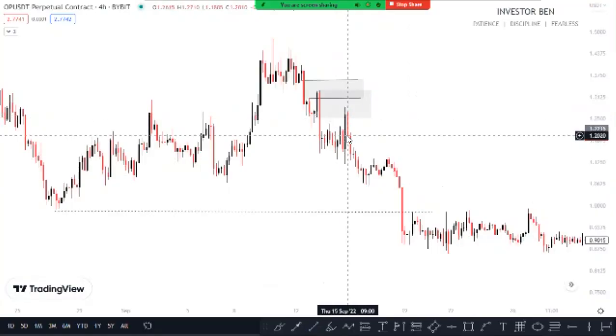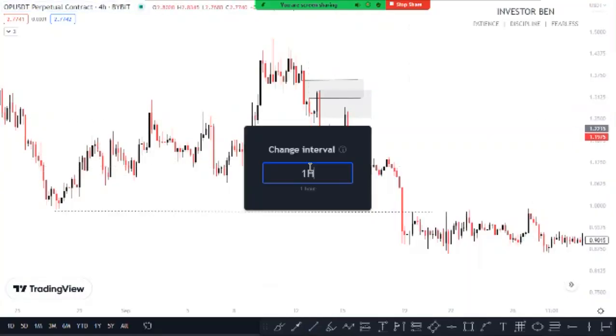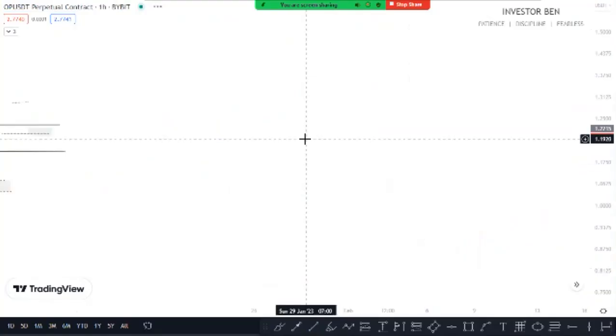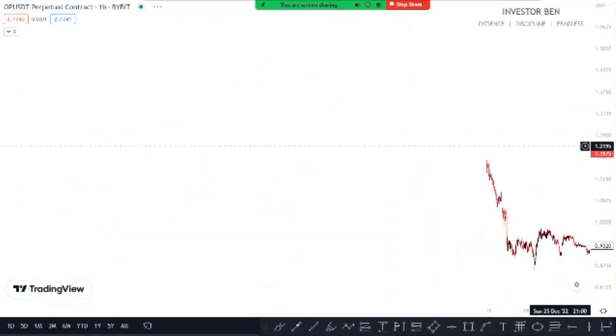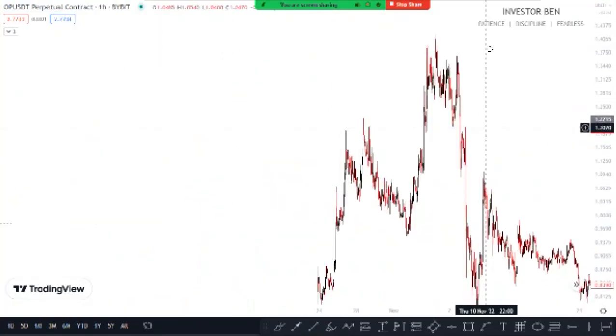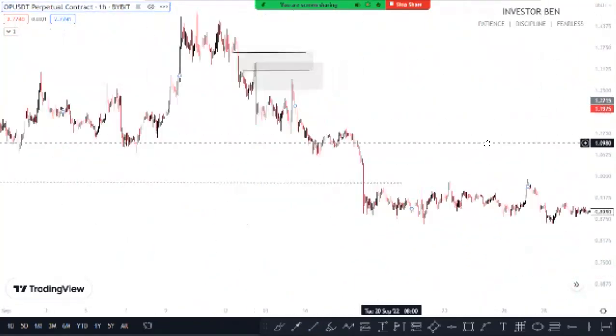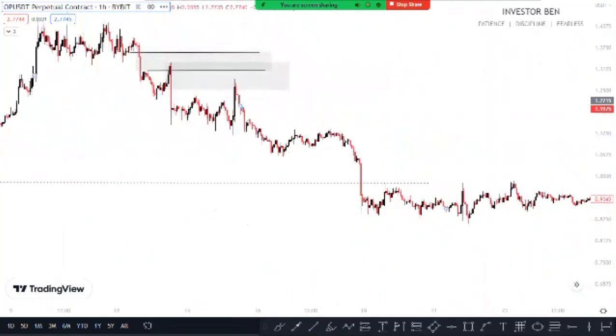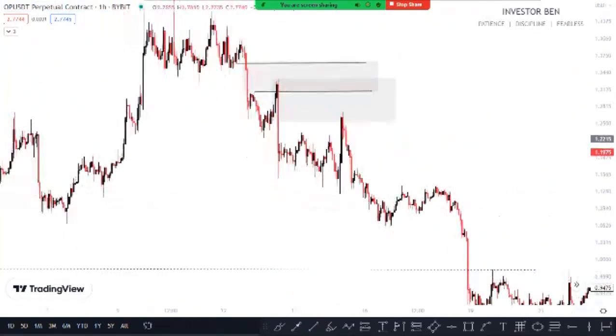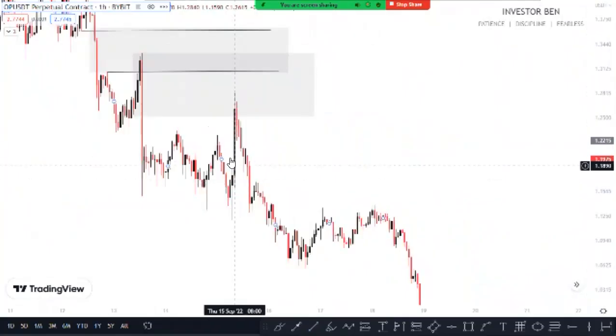Or you can choose to go to a lower time frame, let's say 1 hour, to find a better entry if you don't like the kind of entry, the kind of order block there. So you go to a lower time frame and see if you find a nice entry. But there is one thing with refining, you can have a missed entry.